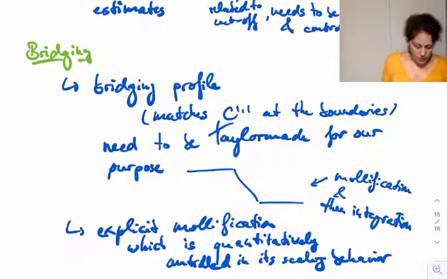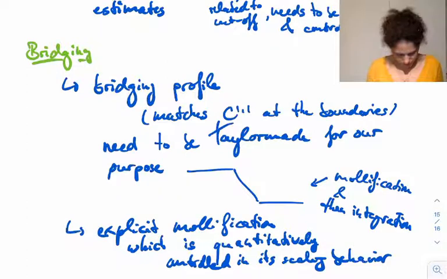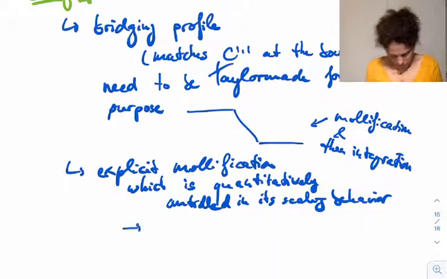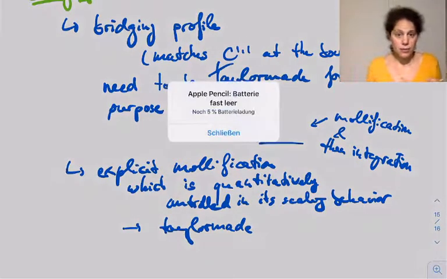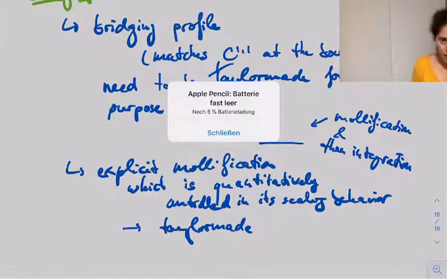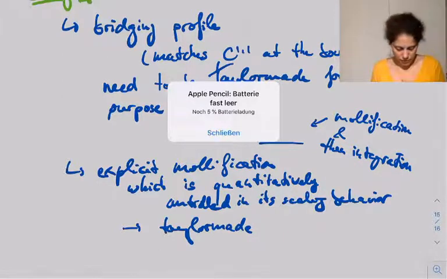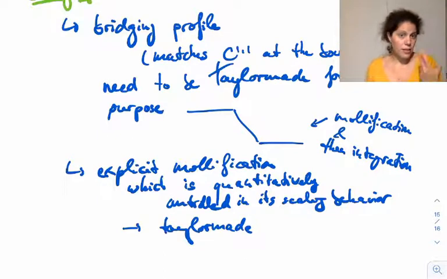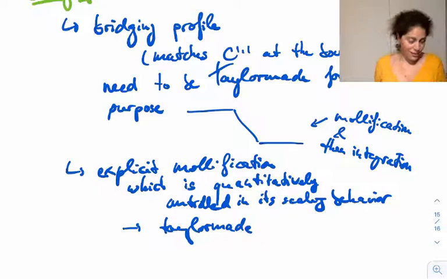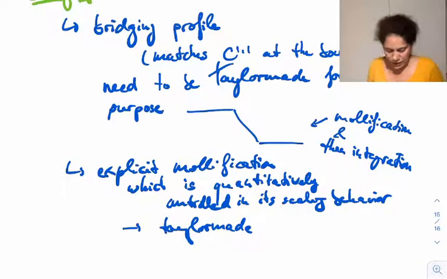Okay, and this needs to be tailor-made. So these are the steps, the bridging profile and the explicit modification, that need to be resolved. And of course the picking of the A and then getting all these estimates that I'm just telling you to get is also some work.